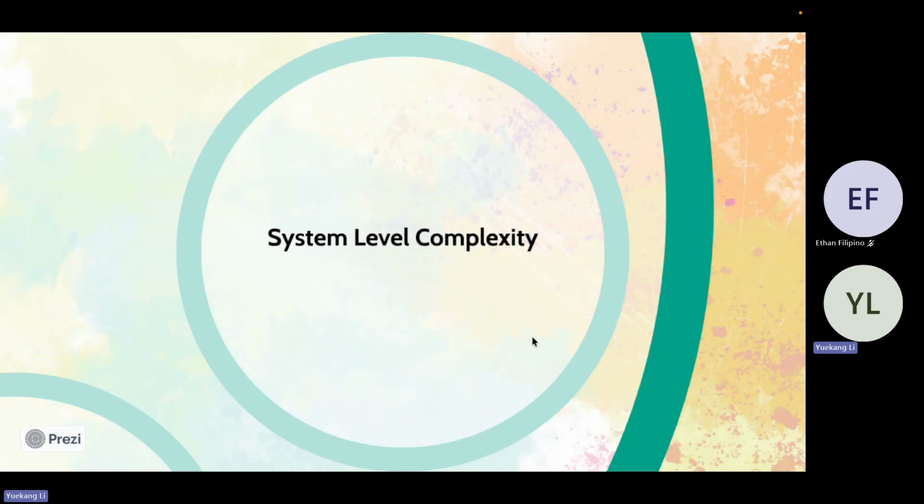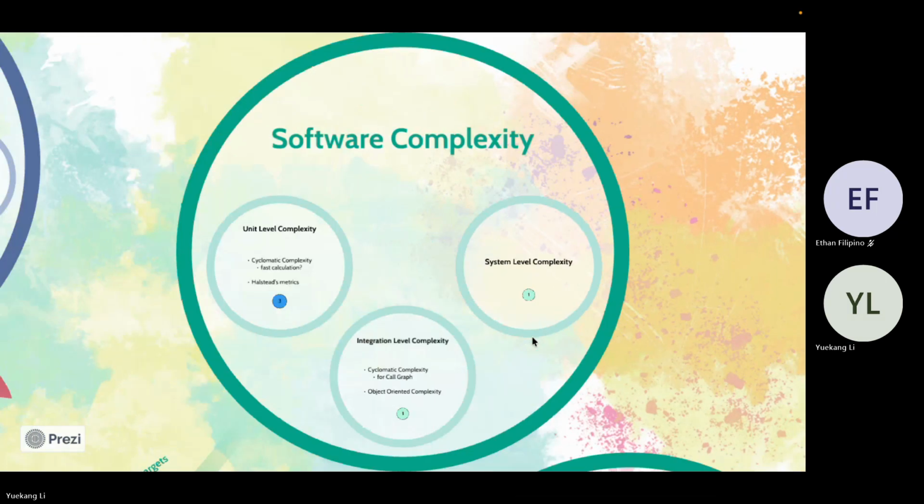And then we have system level of complexity. System level of complexity is roughly just the same as integration level of complexity. So you just need to know there is such a thing. You don't need to drill deep here. So that's all about software complexity.